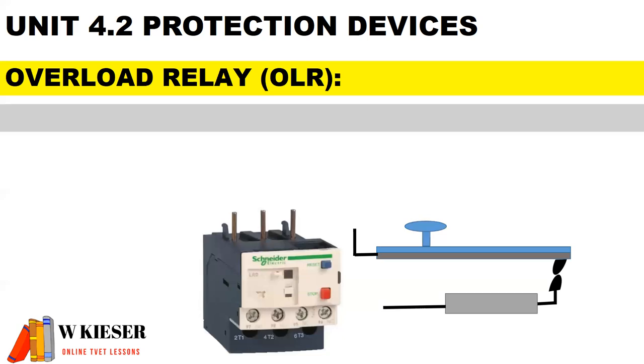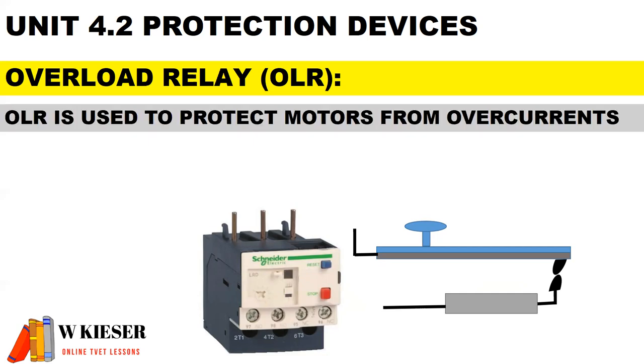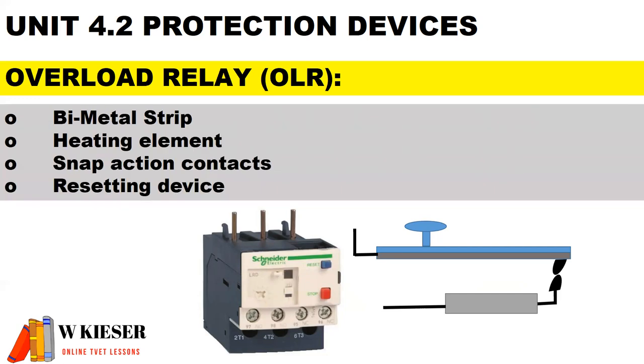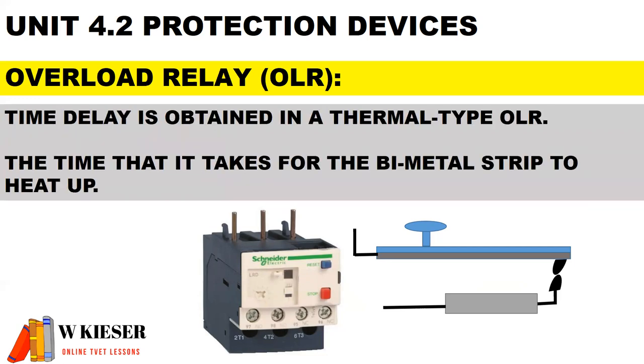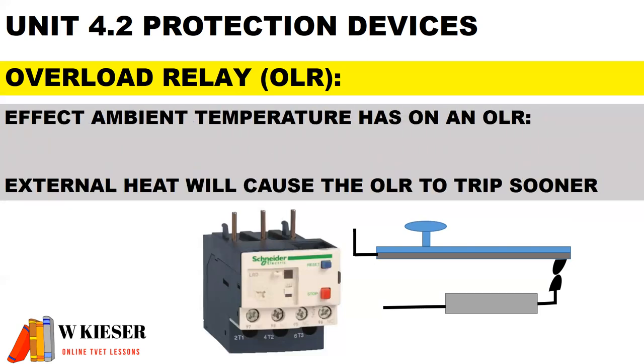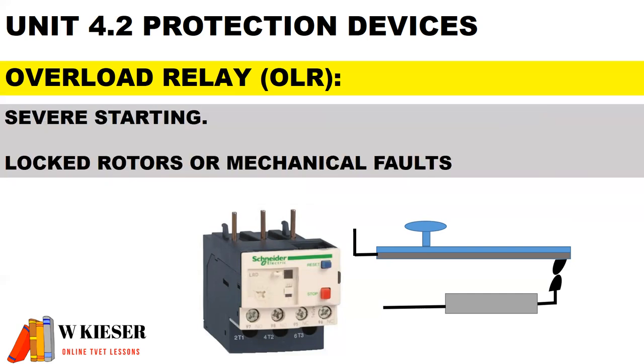An overload relay, also known as an OLR, mainly used on faceplate starters and for the protection of three-phase motors. An OLR is used to protect motors from overcurrents. The four main components of the overload relay consist of a bimetal strip, a heating element, snap action contacts, and a resetting device. Time delay is obtained in the thermal type overload relay. It is the time that it takes for the bimetal strip to heat up. In terms of the effect of ambient temperature, external heat will cause the overload relay to trip sooner. In terms of severe starting, we will end up with locked rotors or mechanical faults with regards to our motors.